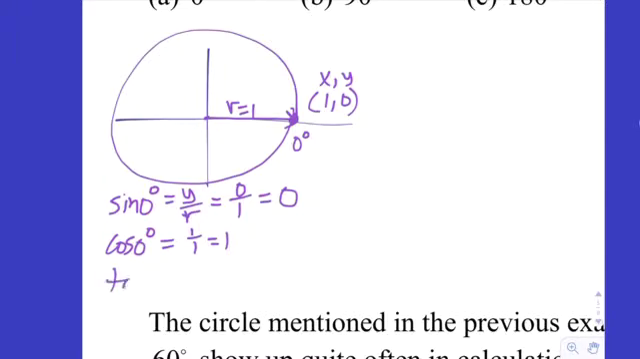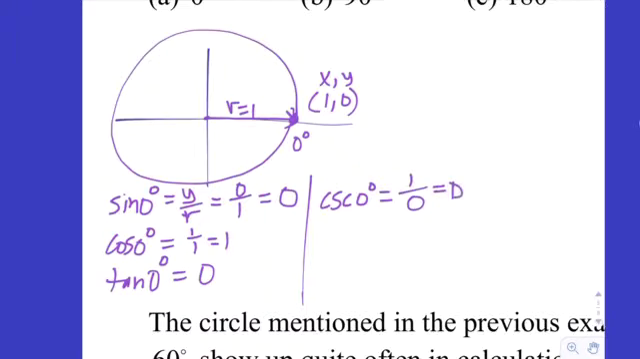What would tangent be? Tangent of 0 degrees, that's y over x. That's 0 divided by 1, which is 0. And now if we look at the reciprocals here, the reciprocal of sine is cosecant. What's cosecant of 0? Well, that's r over y. That's going to be 1 over 0. What's 1 divided by 0? Doesn't work, right? Can't divide by 0. So we're going to say DNE for does not exist.